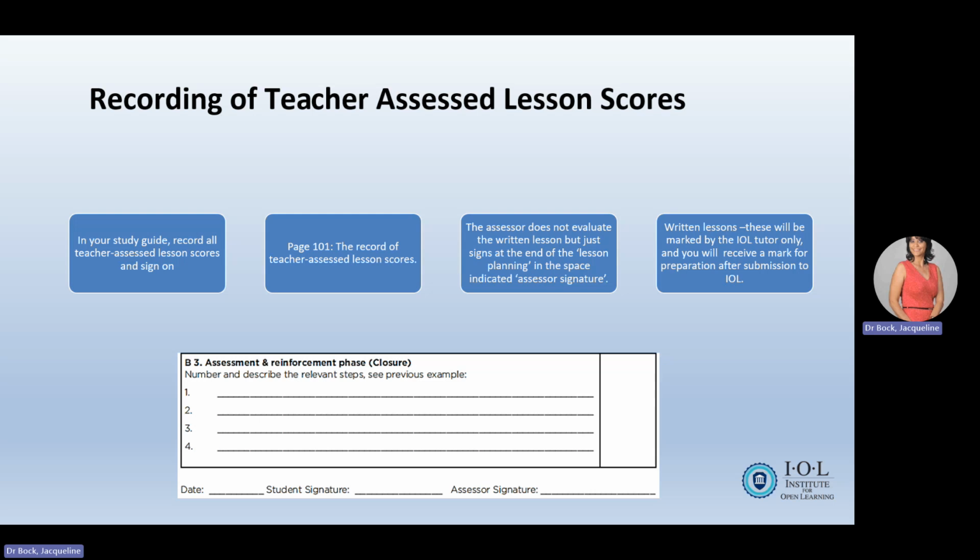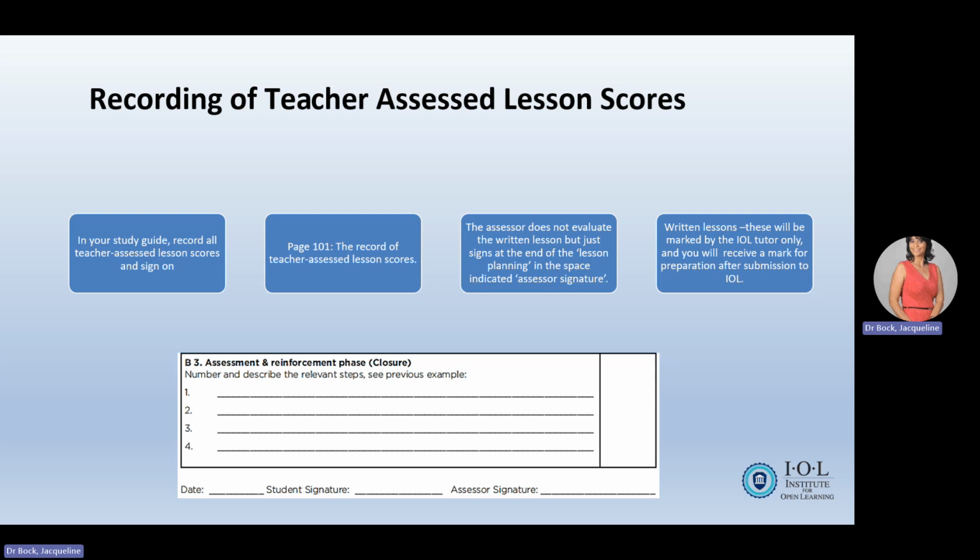preparation, the written lessons, will be marked by IOL, the tutor, and then you will receive your mark. We will also be awarding marks for presentation, after you have submitted your book. So preparation and presentation. Preparation is what you have written out, and then presentation is what you have presented. For preparation, your teacher will award you a mark, but for presentation, we will award you a mark at IOL.